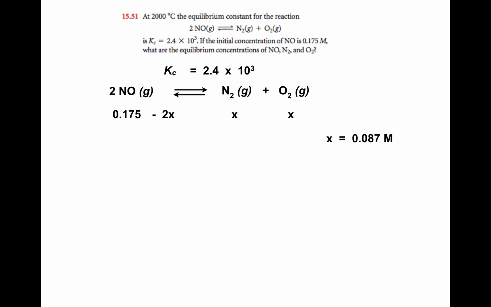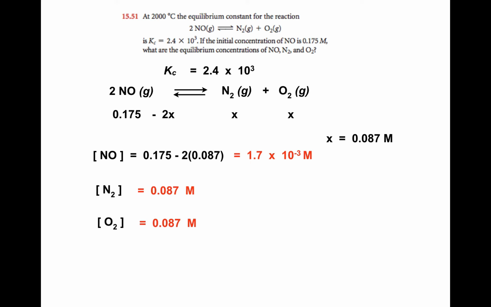The equilibrium concentration for the NO, you'd multiply x by 2 and then subtract it from your initial concentration. So as we thought, the concentration of the reactants is going to be way down compared to the concentration of the products. So that's what it means to be a spontaneous reaction. Very little reactants left, more products formed.